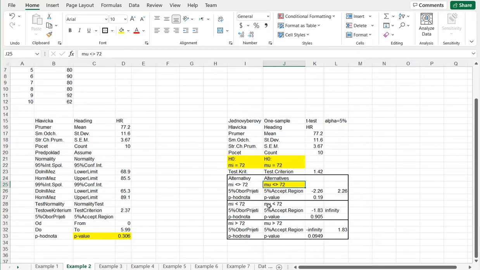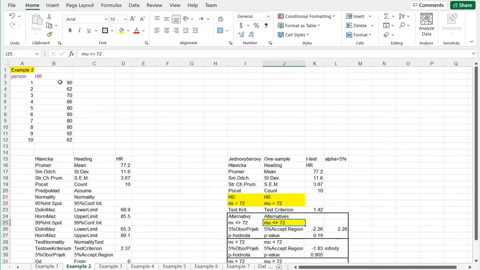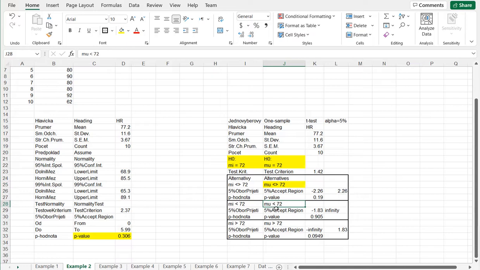If they asked, is the sample of people from a population whose heart rate is less than 72, we'd look at this zone instead, and we'd look at this zone's p-value.